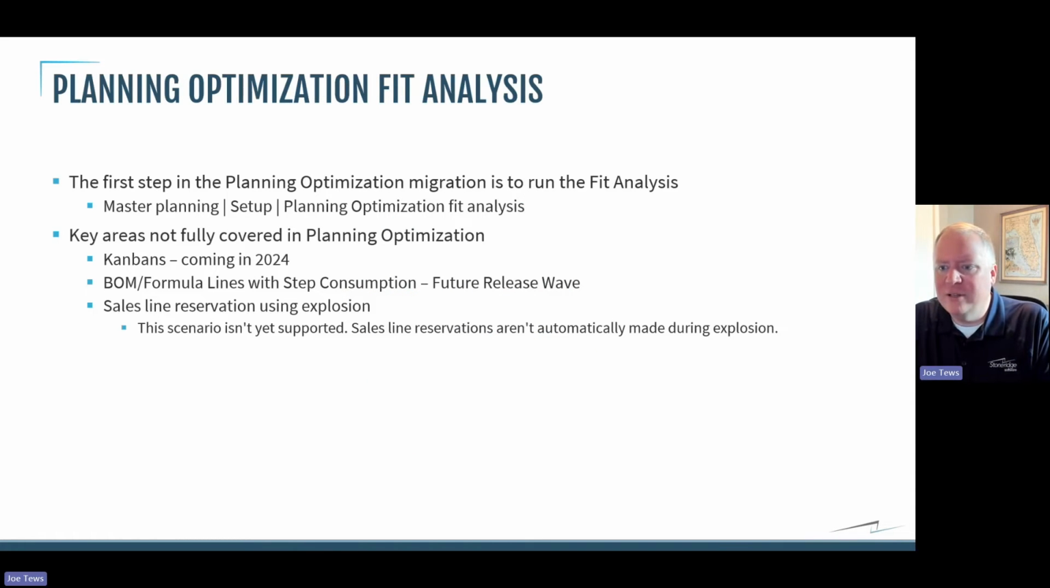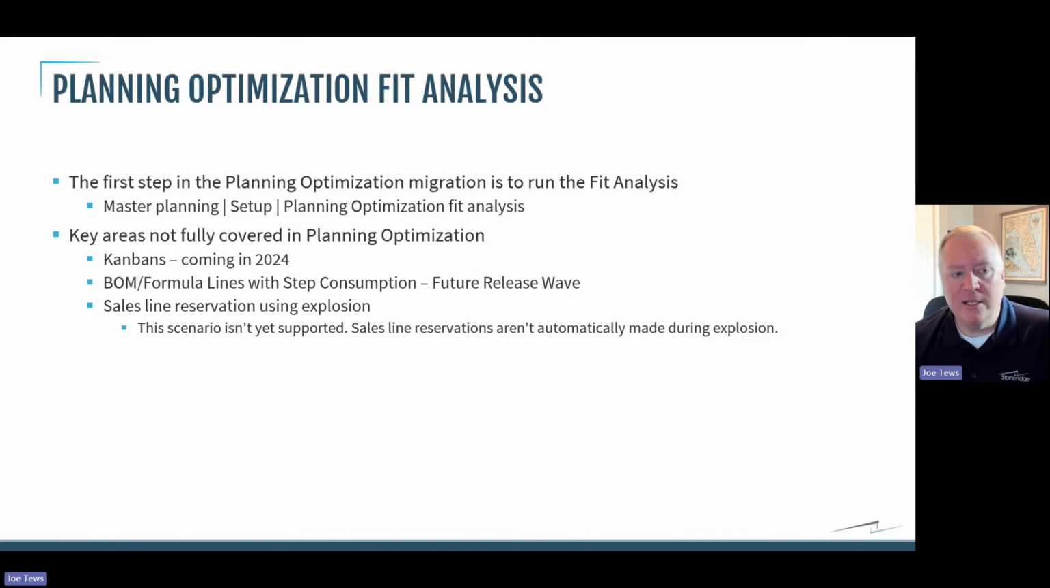So how do I go about moving forward with planning optimization? Well, the first step in the process is to complete the fit analysis. The fit analysis is going to ensure that your system and your current setup is ready to use the planning optimization service. You can access this by going to the master planning module under the setup heading and going to the planning optimization fit analysis. This will calculate all of the different aspects of your system and give you a report and let you know what is currently supported in planning optimization and what you might have issues with.